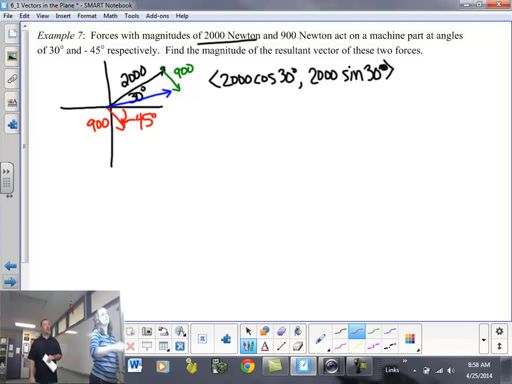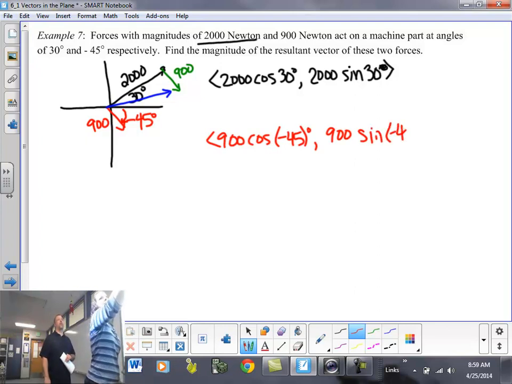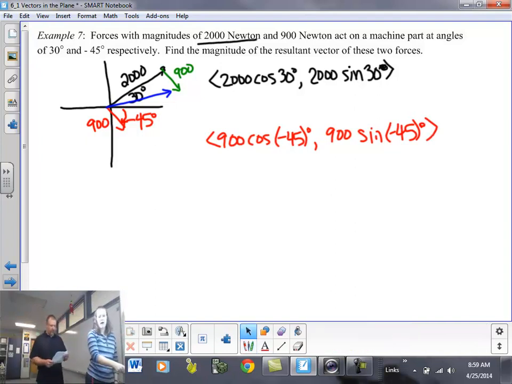Same idea, it's going to be 900 cosine of 45, comma, 900 sine of negative 45, which won't matter for cosine, but it will for sine. Yep. Oh, look, trig's important. You mean all that stuff we did the last few months actually has some sort of use to it? Yeah, you can't forget that. I put my parentheses in the wrong spot, but you get the idea.